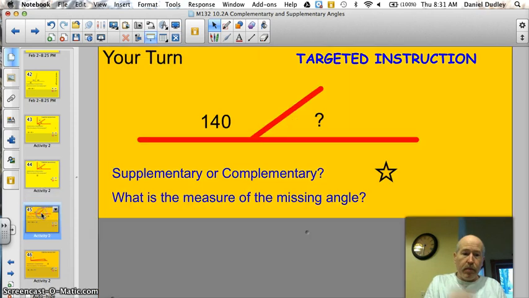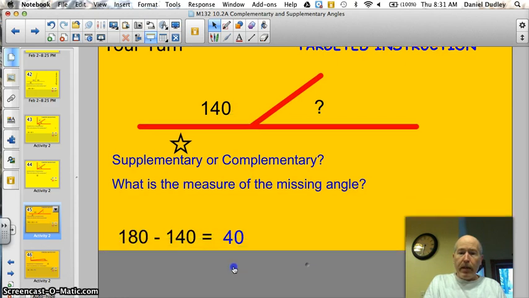Whoops. Sorry. Your turn. See if you can figure out what that question mark is and answer the first question too. Go. Hey, I'm back. Well, it's a straight line, so they are supplementary. If this bad boy is 140 degrees, pop in a little simple math, 180 minus 140, this dude has to be 40 degrees. So I can pop that in, and there's target 1 and target 2, all figured out.